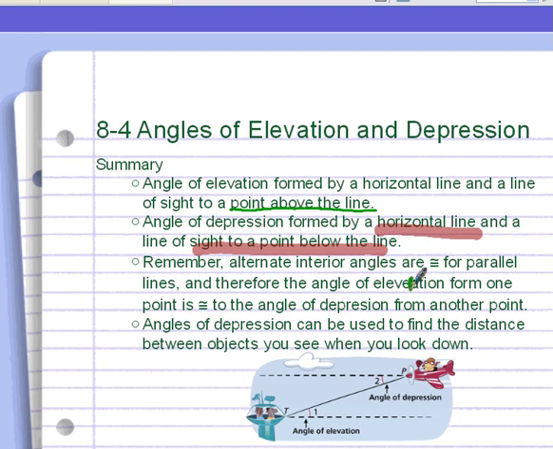Angles of depression can be used to find the distance between objects you see when you look down. So that's what we've been working on, a couple of those examples. Bring any questions to class, and good luck.